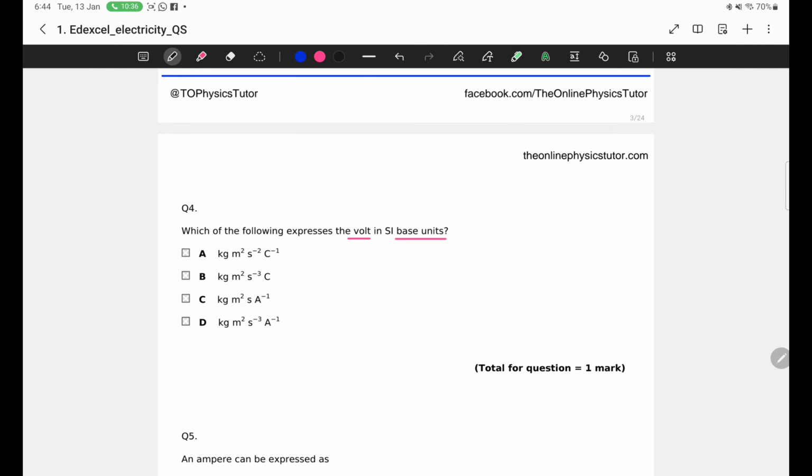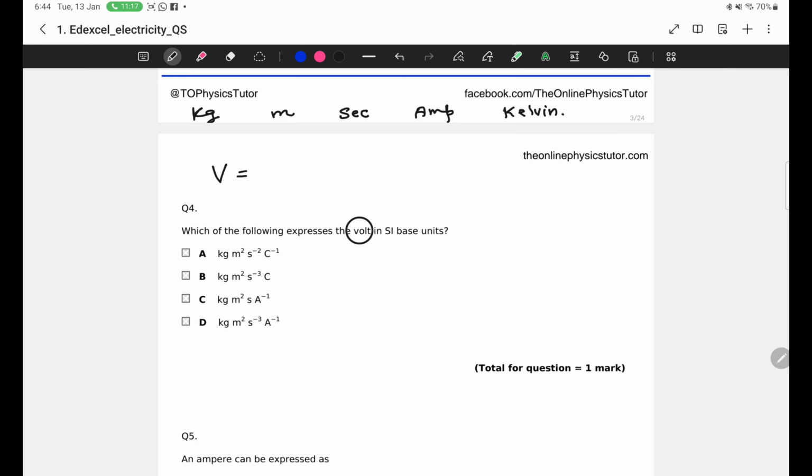Sir, what is the meaning of base unit? Base unit means you can express the unit of a physical quantity by using five basic quantities. You can use kilogram, meter, seconds, amperes, and Kelvin. These are five basic physical quantities, so you can use only these. Now we are calculating the base unit of volt.